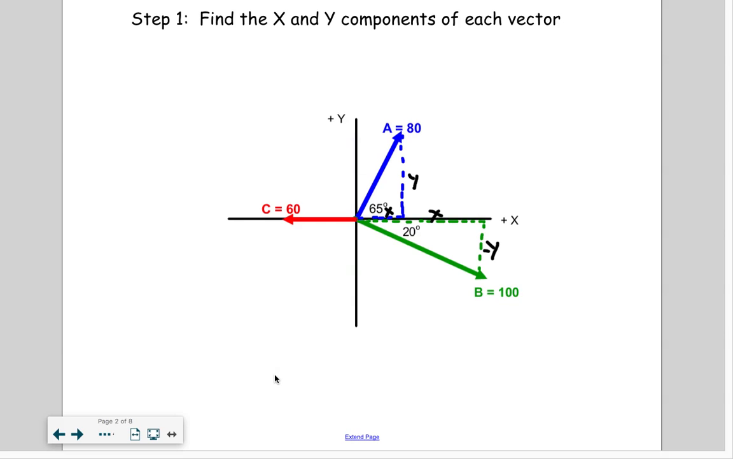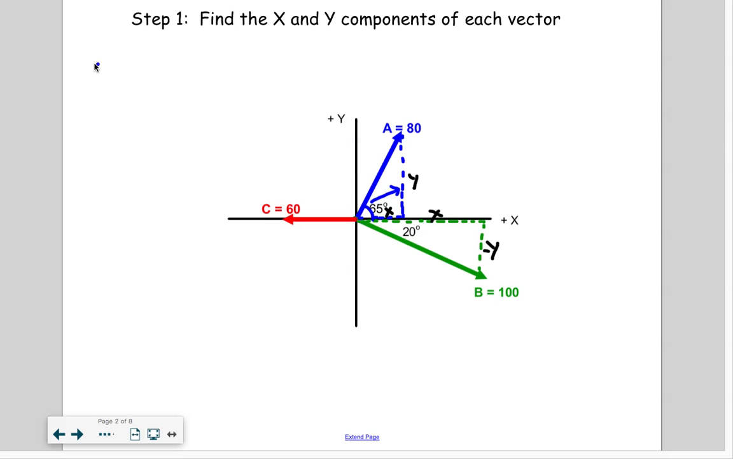Alright, so what did you guys decide on? Do you think you're going to do sine for the x or sine for the y? Right, exactly. So we're going to do sine for the y direction, and the reason is because the 65-degree angle would be located right here, and I see that the y component is completely opposite. So for the x component we would end up using cosine then.